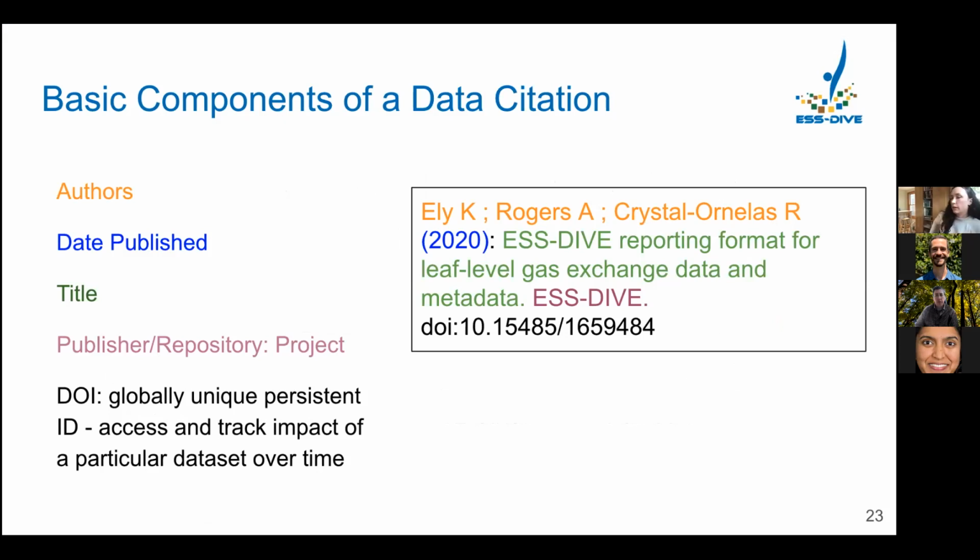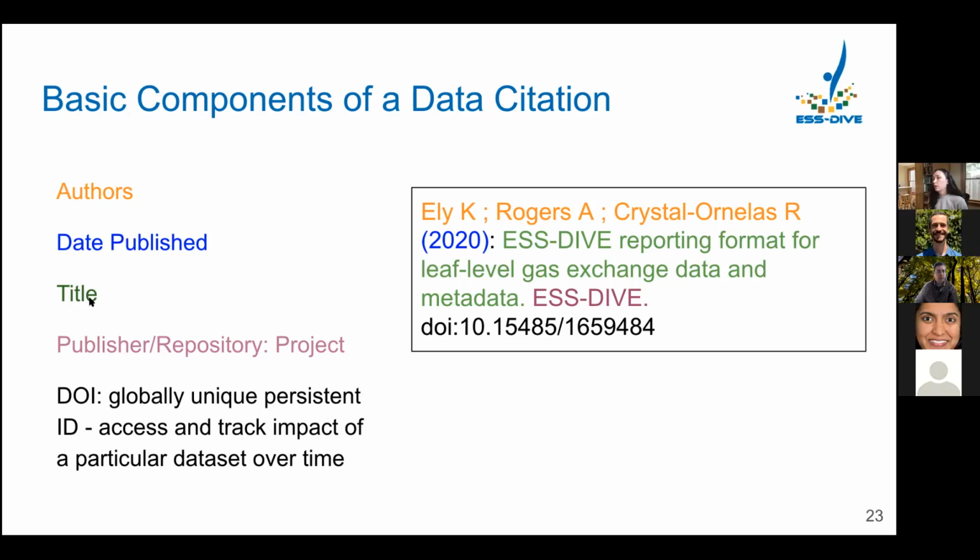Okay, so what's included in a basic data citation, and this is an ESS-DIVE formatted citation. What you really want to include is anything that will enable us to provide credit and to access and locate the data sets. So in general, that includes the authors, the date that it was published, a title, which should be descriptive and easy to understand with no unexplained acronyms. And then also we have a publisher or repository where you can find the data set.